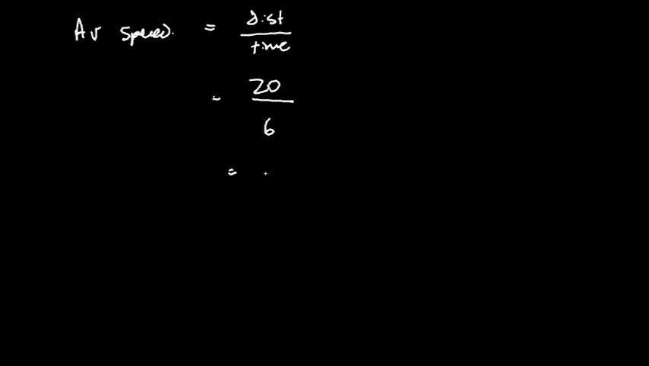Calculate the average speed over the first 6 seconds. So average speed, if you remember, is distance over time. We found that our total distance was 20 and the time for that was 6. Working that out, it's about 3.3. And we're talking about speed, so it's meters per second.